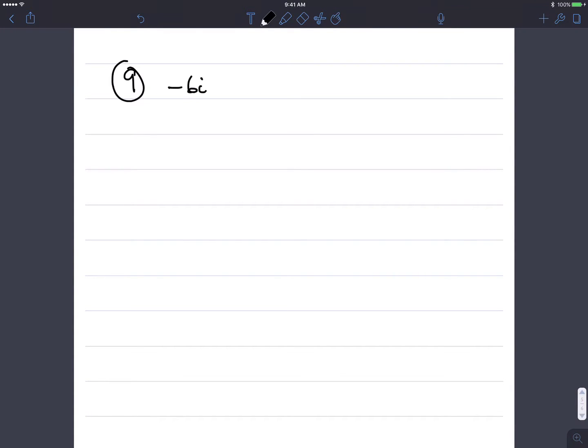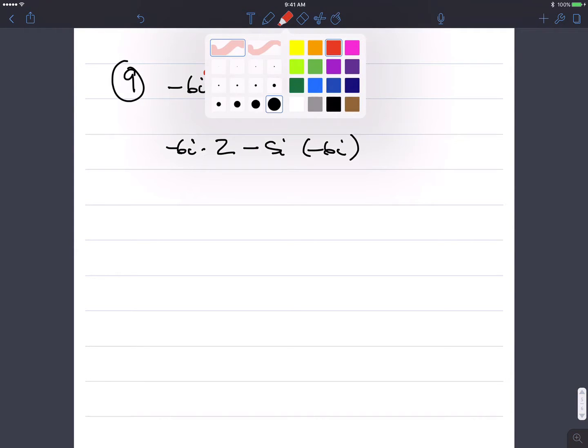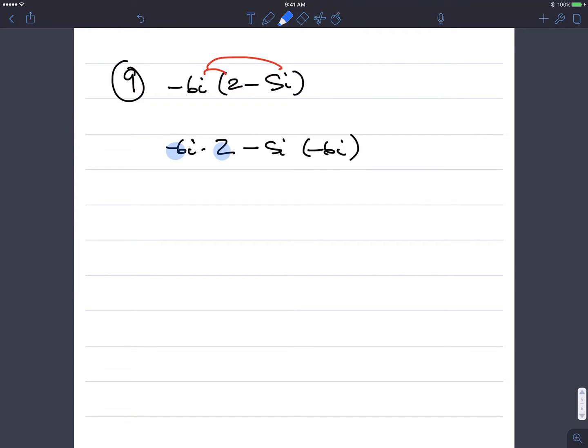Number 9. Negative 6i times 2 minus 5i. Again, we're going to distribute. Negative 6i times my 2 minus the, let's write it this way, 5i times a negative 6i. Let's do some multiplication here. The first term here that we see, we could take the negative 6 and multiply it with positive 2 to get negative 12i.